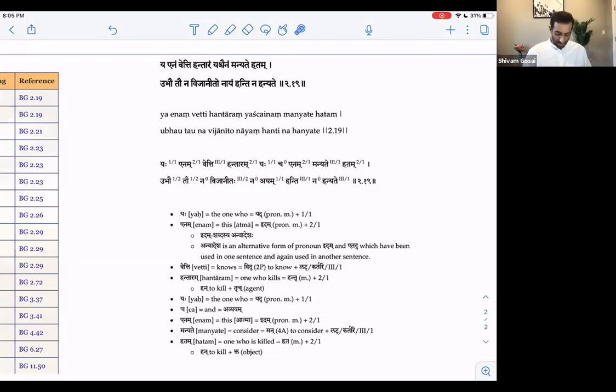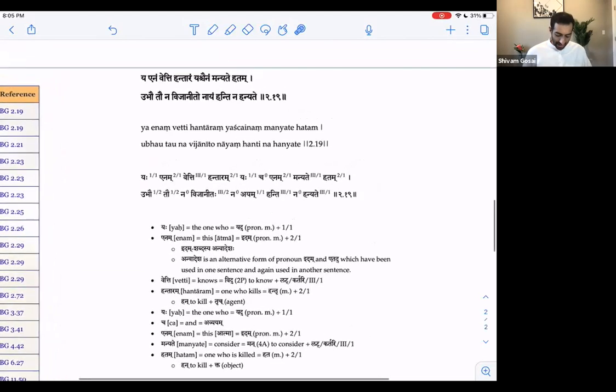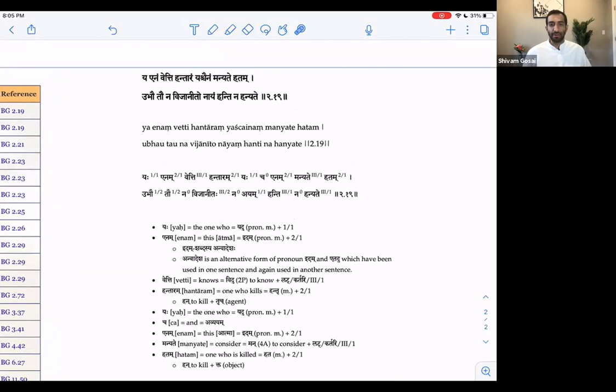In our next class, we will start looking at halanta pratipadika, consonant-ending pratipadikas, which means we're near the end of the book, which is a big deal.